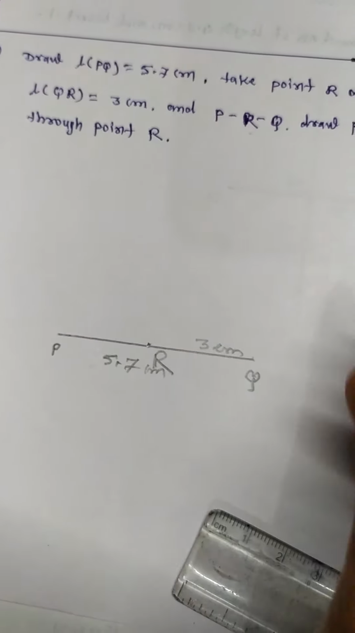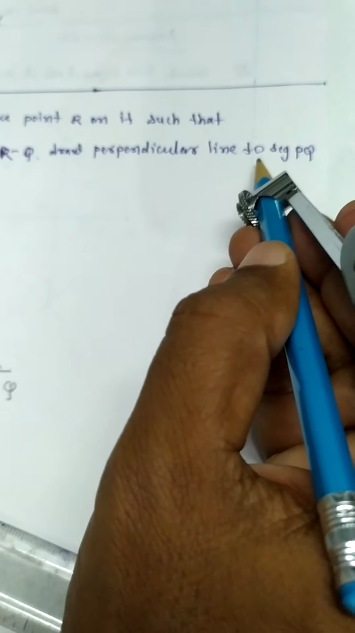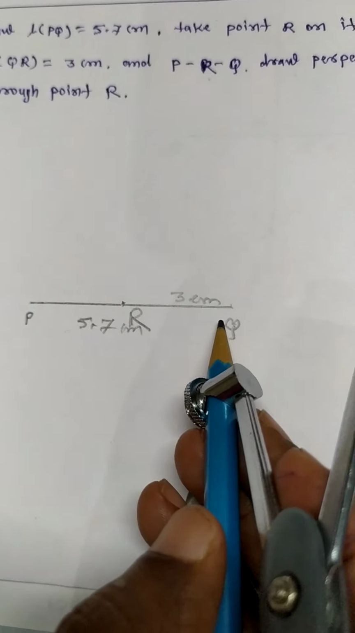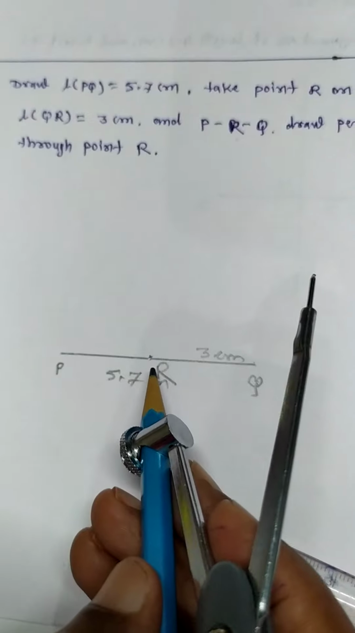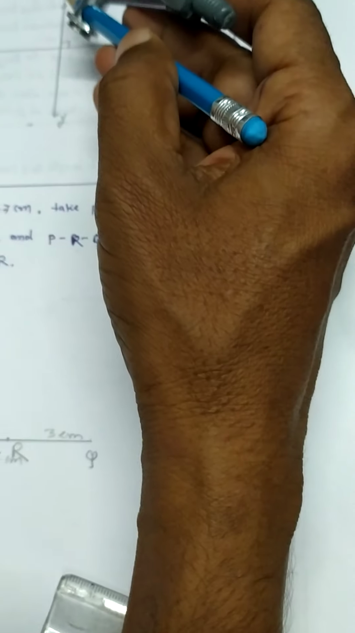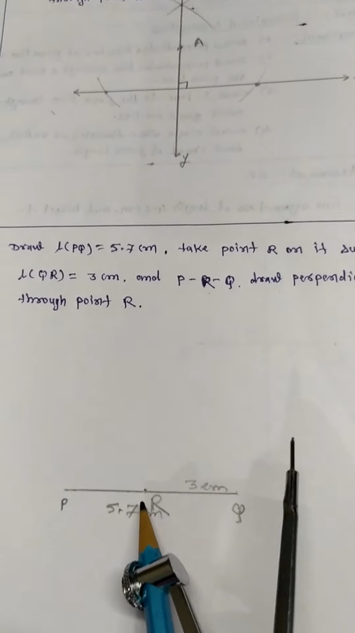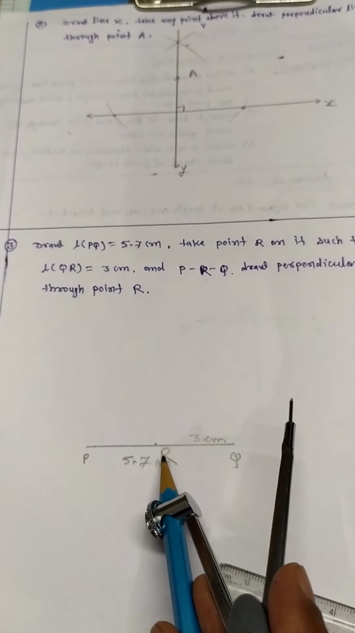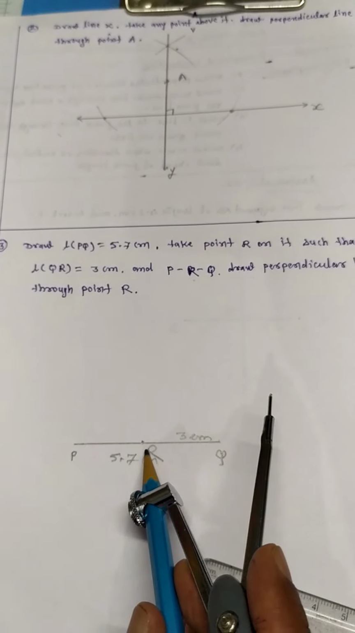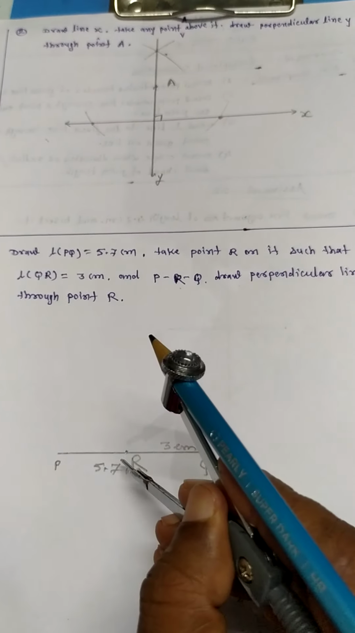In this way. Now next we have to draw a perpendicular line to segment PQ, through R. Now what is the difference between these two figures? In this case the point A is outside the given line, but in this case point R is on it. Point R is on this line. So both methods are different.